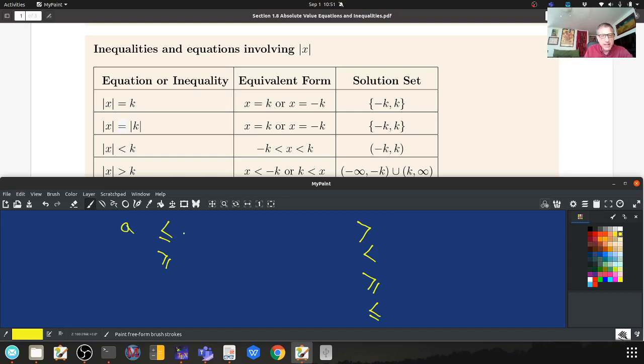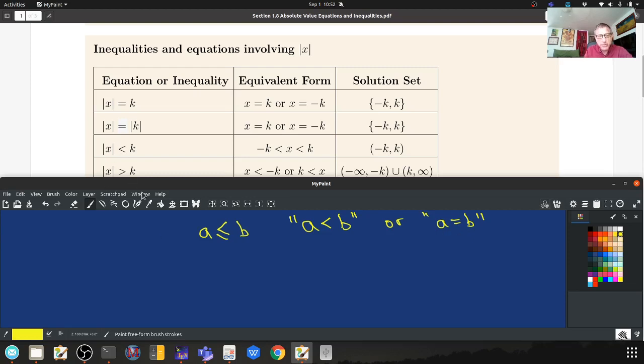If A is less than or equal to B, let me just actually start this out. If A is less than or equal to B, that is shorthand for two different statements. That means, first statement, A is less than B, or A is equal to B. So this combines two types of statements. One is an inequality and one is an equality. And A is less than or equal to B if one or the other of these are true.